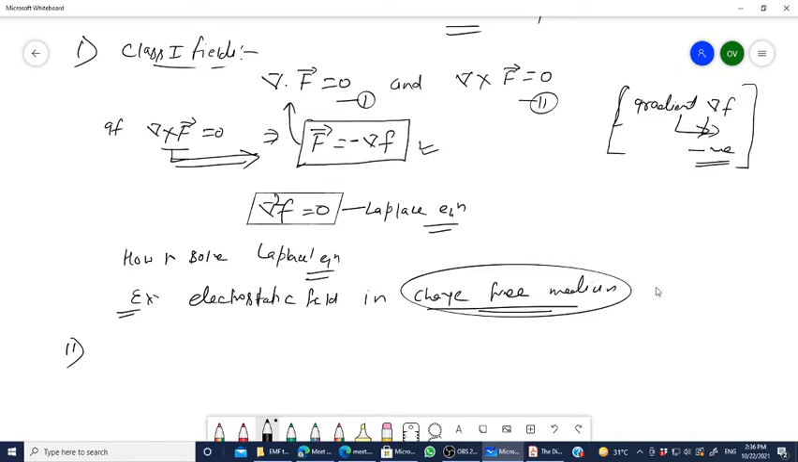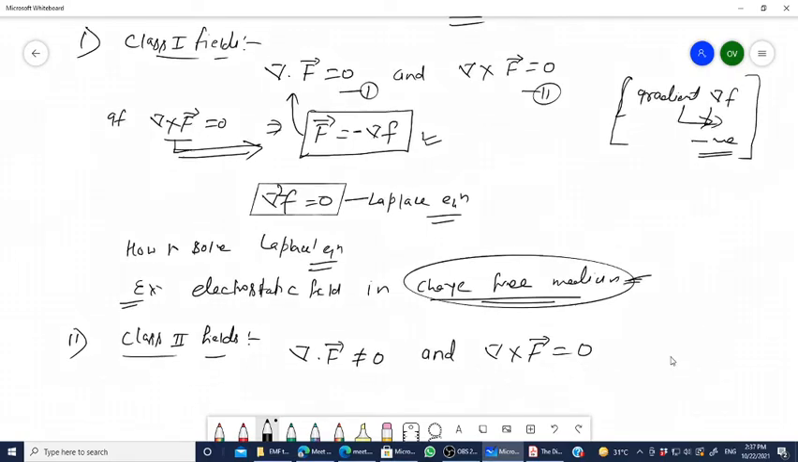Second, the class 2 field. We will discuss more about it in a few seconds. Class 2 field means, in this case, we are going to consider the divergence of the vector field is not equal to 0, whereas the curl of the vector field is 0.